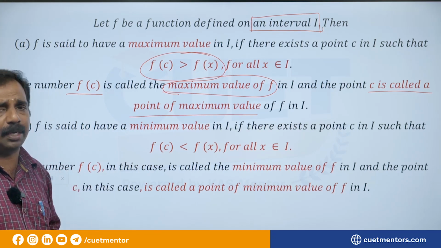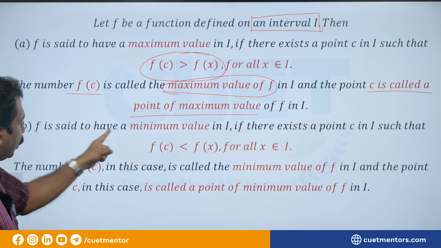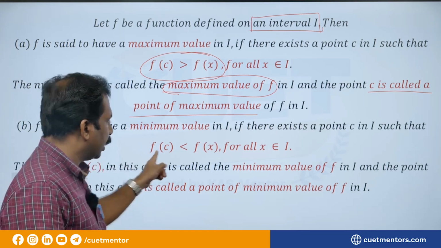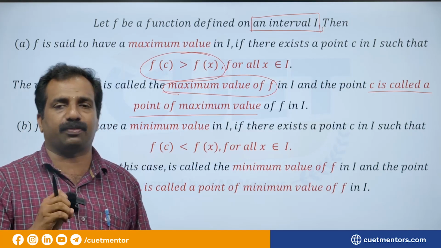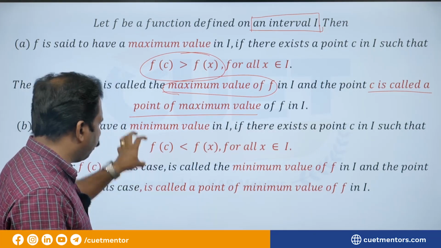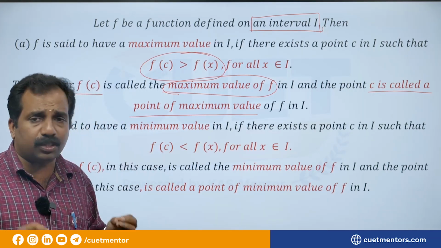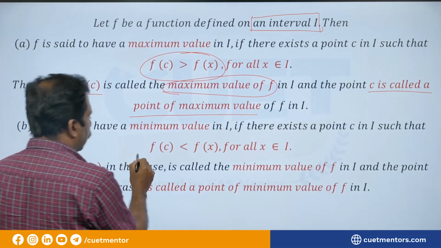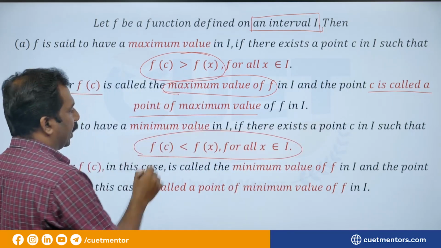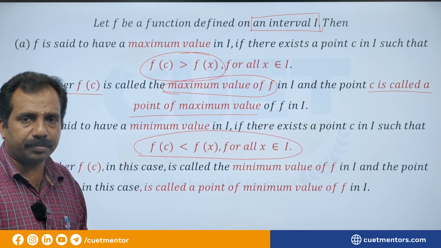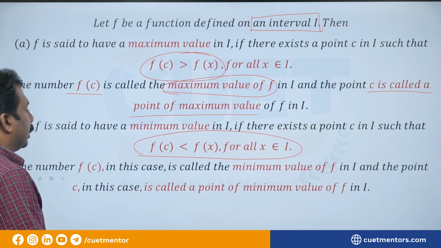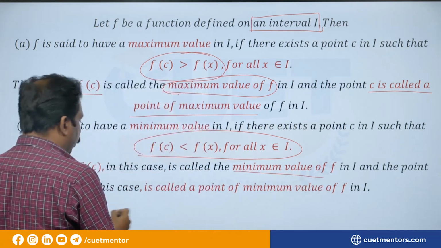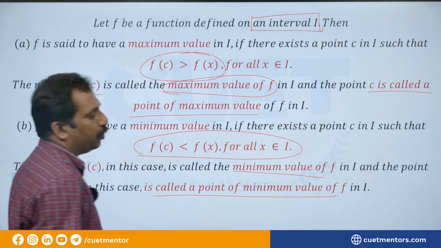Similarly, we can define the minimum. f is said to have a minimum value in I if there exists a point C in I such that f of C is less than f of x for all x element of I. That is, f of C will be the lowest value in the interval. Then f of C is called the minimum value and the point C is called the point of minimum value of f.